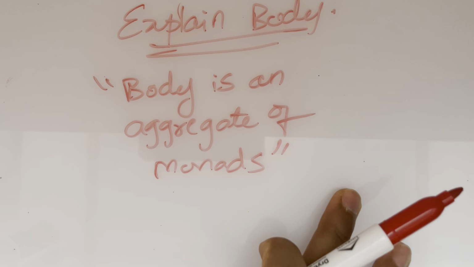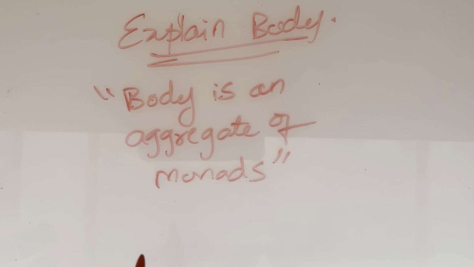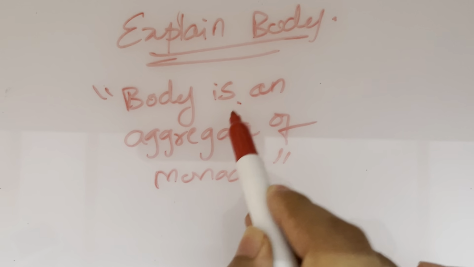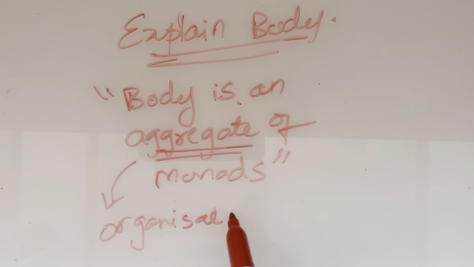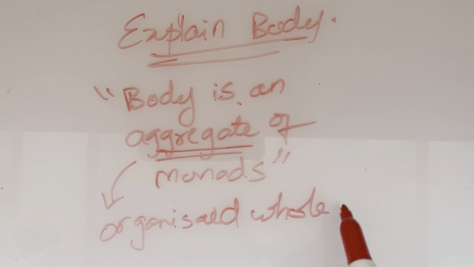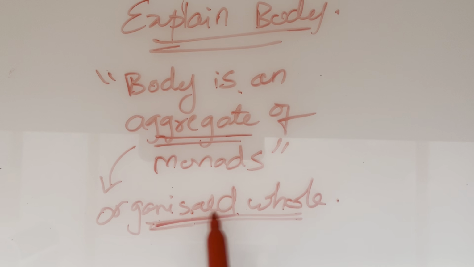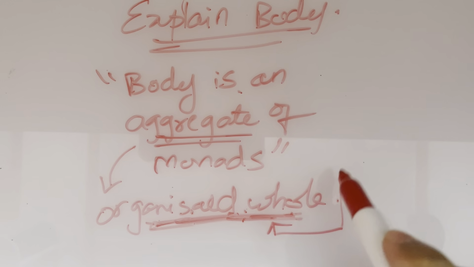So we have seen the concept of aggregation in Spinoza as well, but this is a more complex form of aggregation. When he says body is an aggregate of monads, there is an organization which we observe in the aggregation. So it is an organized whole. We saw the dualists attacking Spinoza in terms of organization, but here we see that Leibniz accepts the form of organized whole.